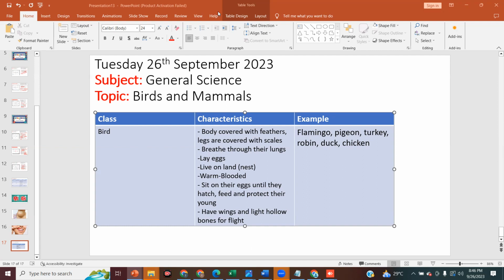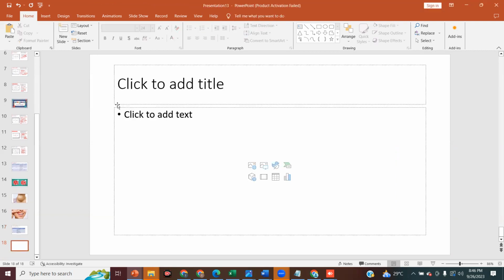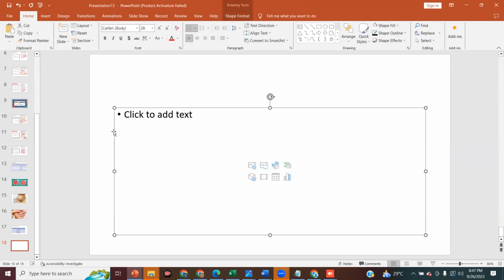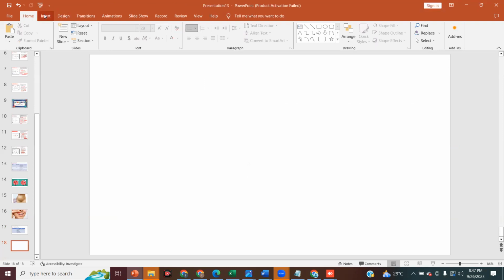Does a dinosaur count as a mammal? No, dinosaurs ain't mammals. All right, so let's move on. So the last one. Mammals. Last, but by no means least.